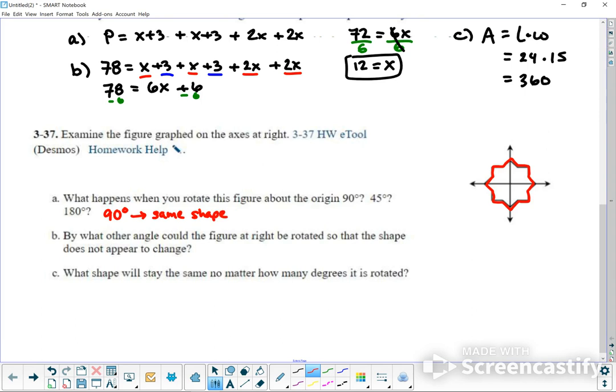Okay, that's 90 degrees. 45 degrees. So let's start over. So let's take it. See my green handle? I'm going to start over. 45 degrees is half of 90. So I'm going to rotate this, and it's going to hit right in the middle between the 90 degrees.